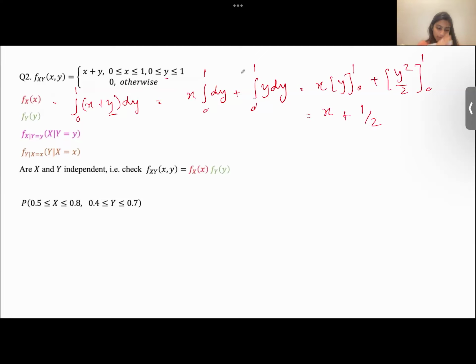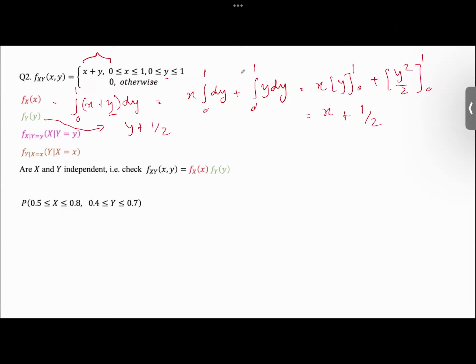And similarly, the marginal probability of y would be y plus 1 by 2, because it's the same, x plus y, it's symmetrical. Either way, if you do the same thing, the limits are also the same, 0 to 1. You calculate the same thing, you still get y plus 1 by 2. Ma'am, when we integrate for the marginal probability of x, instead we are integrating in terms of y, we are getting the terms in terms of x, right?